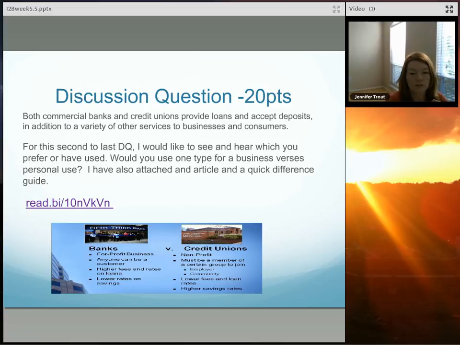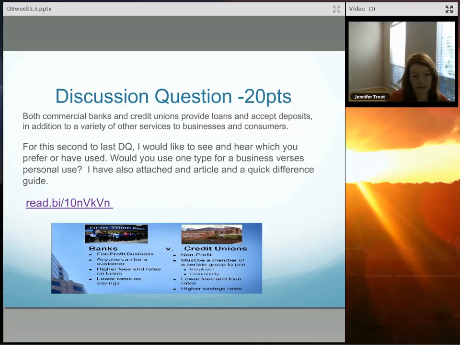Your discussion post for this week is basically discussing the differences between banks and credit unions. What do you know about a commercial bank? What do you know about a credit union? Both of them pretty much provide, for the most part, the same types of services. Which would you prefer for your business, and which would you prefer from a consumer standpoint, or both?